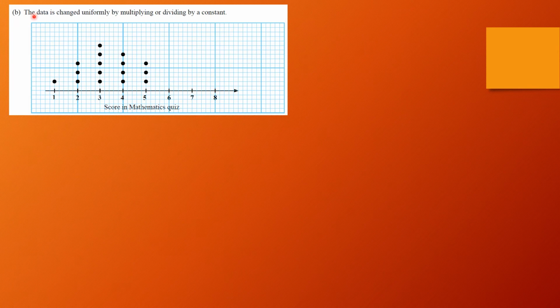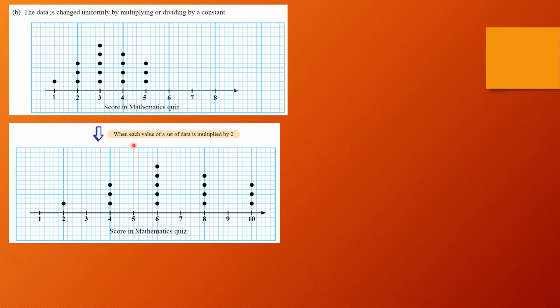Next, we look at the data changed uniformly by multiplying or dividing by a constant. Given here is a dot plot of scores in a mathematics quiz. One pupil achieved score 1. 3 pupils achieved score 2. 5 pupils achieved score 3. 4 pupils achieved score 4 and 3 pupils achieved score 5.